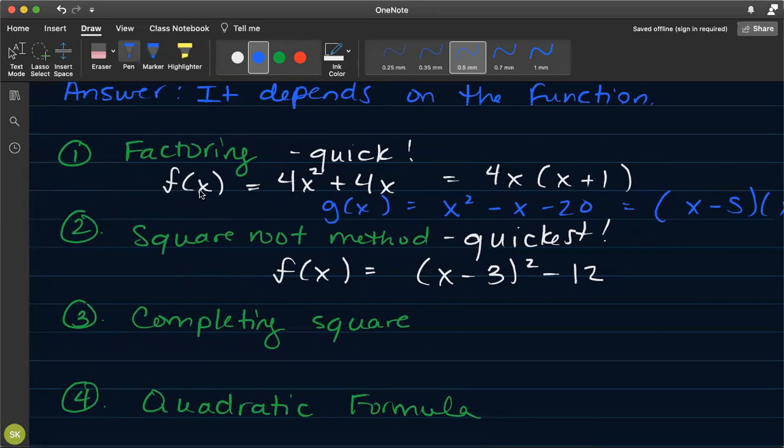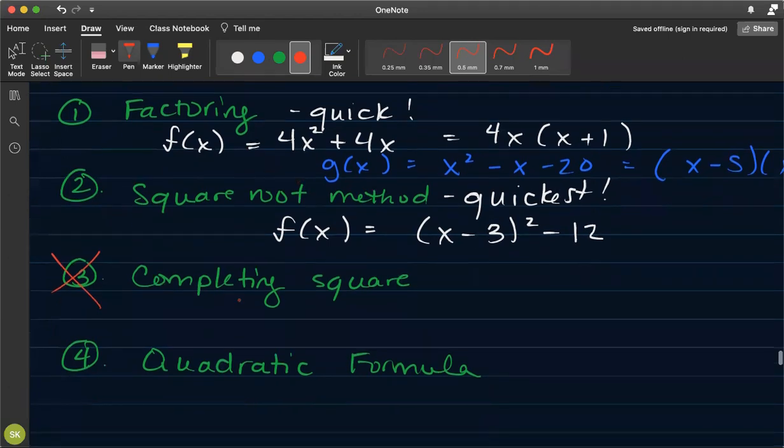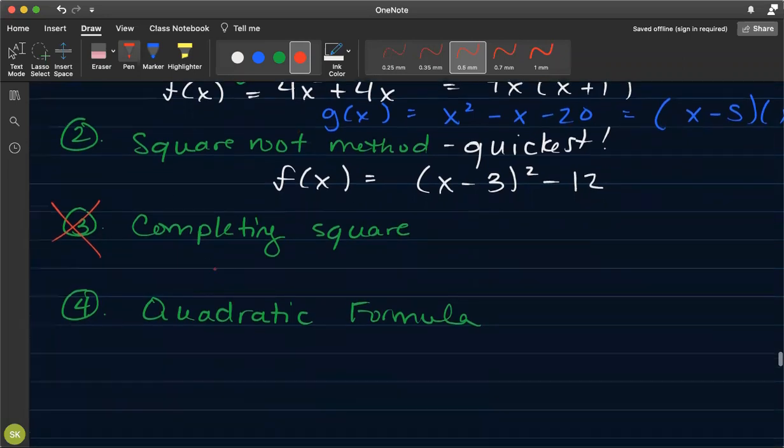And you just have to do this enough times with practice, and you'll figure out which ones are really easy to factor and use the square root method. Completing the square, I would hardly ever recommend using this. This is really just too complicated. I wouldn't use it, but the reason we learn it is because the quadratic formula actually comes from completing the square.